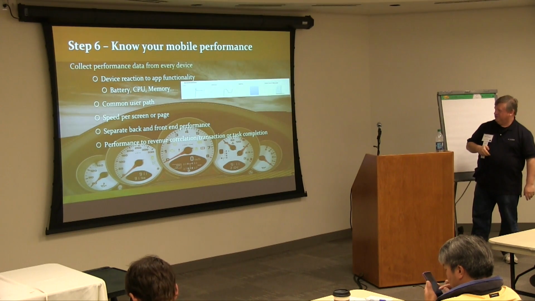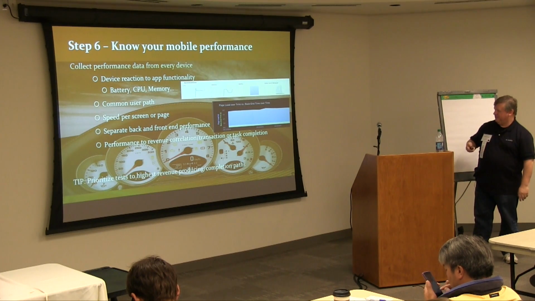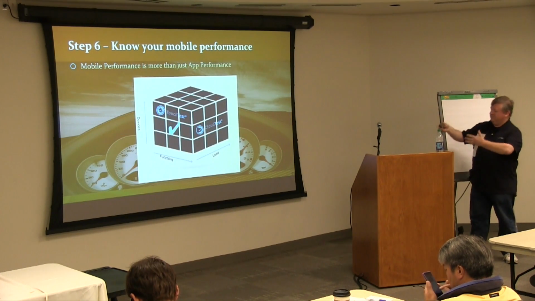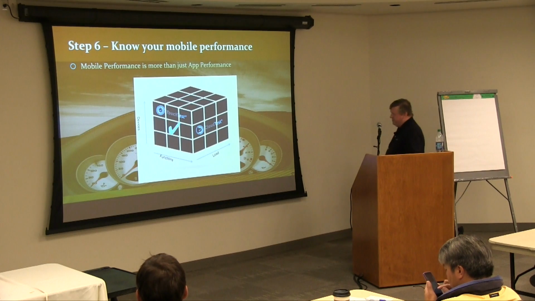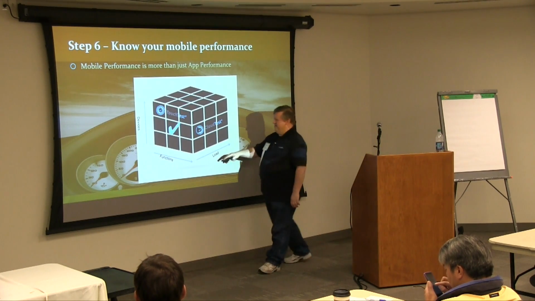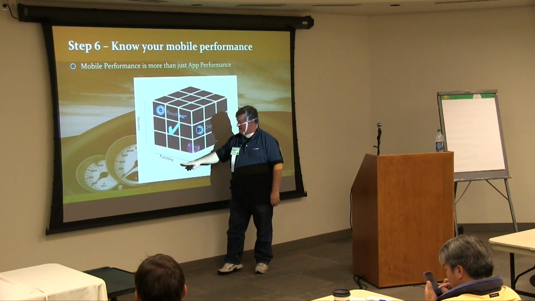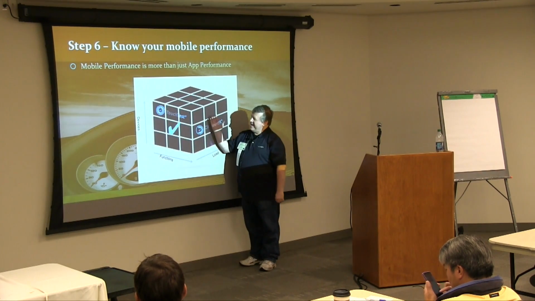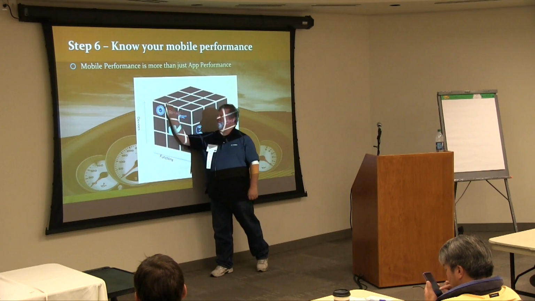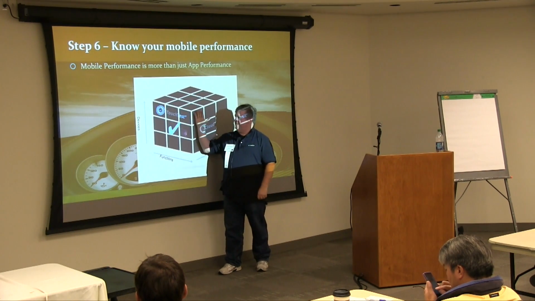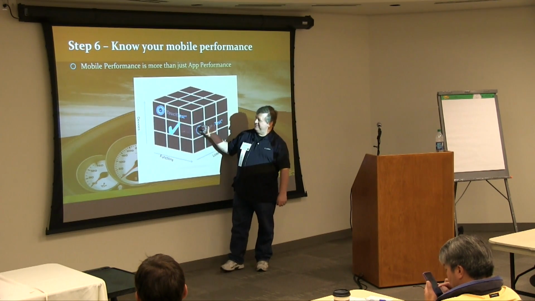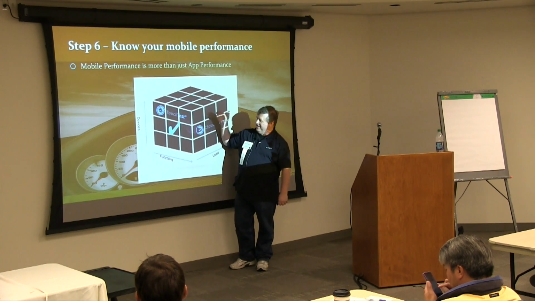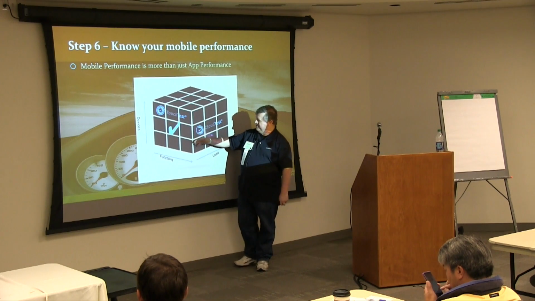Which brings me, if I can get past this, to my graph, which is the testing cube. So we've talked about functional testing across a set of devices. And in the lab, you test across just the front of this face, where everything is ideal. You've got a great network connection because you're inside of your building. Everything is fast. The devices are plugged in, and life is good.